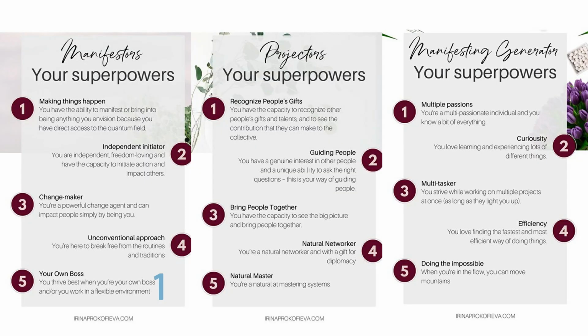The superpowers. I've listed the superpowers out, and the first superpower that I put as number 1 on my list was the number 5 of the manifestor, which is to be your own boss. I feel like that is something that when I am in control, when I am my own boss, I'm much happier, and I can manifest things happening in my life.